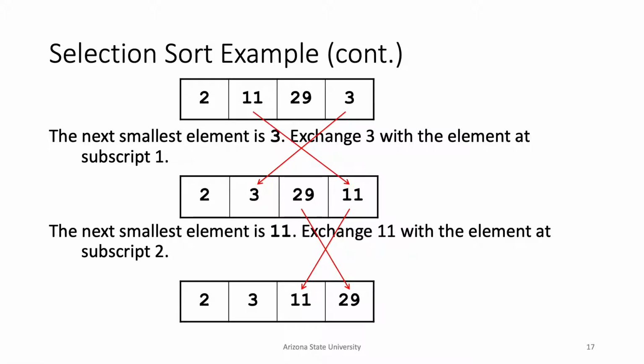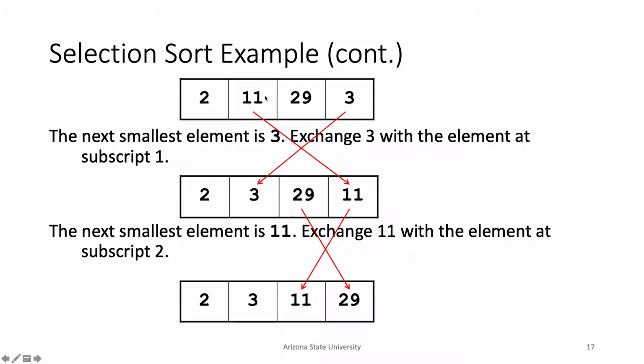It is sorted. We assume that it is. So the next index that is not sorted is what? Index 1. The next index not in our sorted list so far. There's only one element in the sorted list, which is the 2 right here. The next element we don't know for certain is in the right place is the 11, which is index 1.